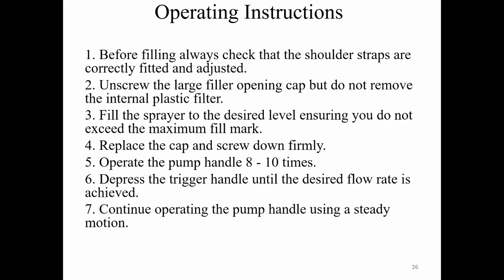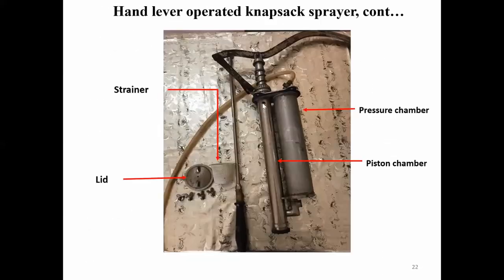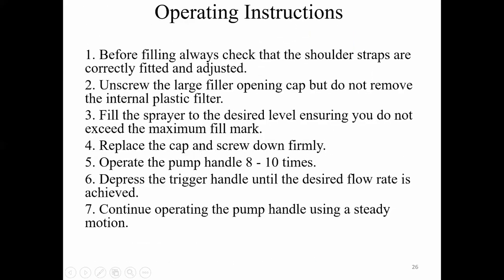And then you can have a large metallic lid. This one needs to be opened, and the strainer should not be removed from the chemical tank. The chemical needs to be poured to the desired quantity, and then the lid needs to be closed, and the pump handle needs to be operated 10 to 8 times. And while adjusting the trigger handle valve, we can change the flow rate and finally have the desired flow rate.